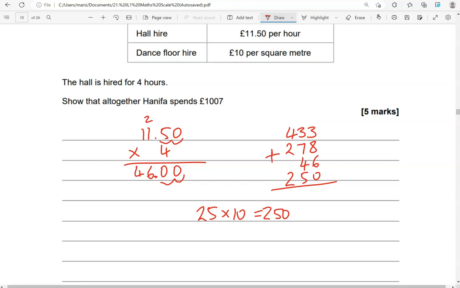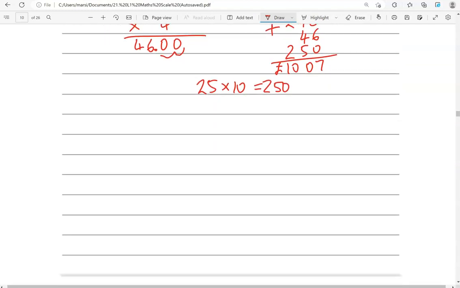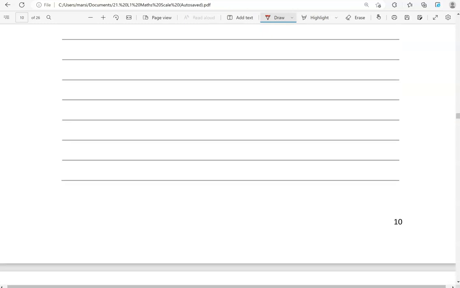So adding these numbers together, 3 and 8, that is 11, and the 6, that is 17. So 7 down, 1 carried over. 3 and 7 is 10. 4 and 5 is 9, and the 1 we carried over is 10. So 10 and 10 gives us 20. 0 down, 2 carried over. 4 and 2 is 6, and the 2 is 8, and the 2 is 10. So that is £1,007. So we've shown the cost.